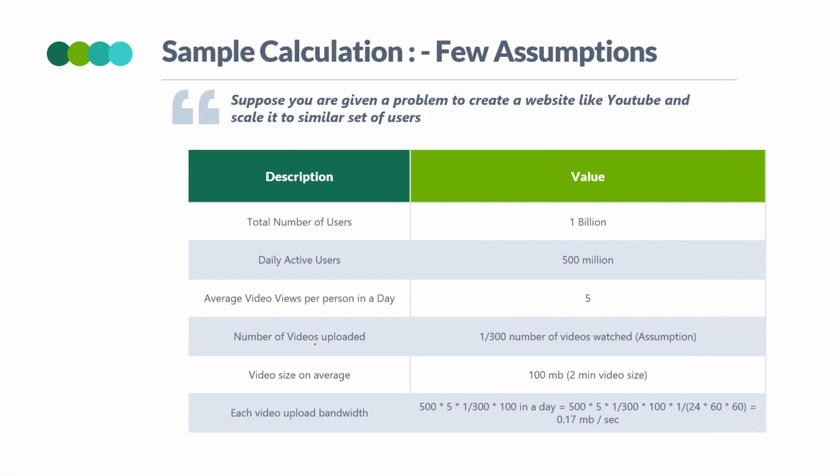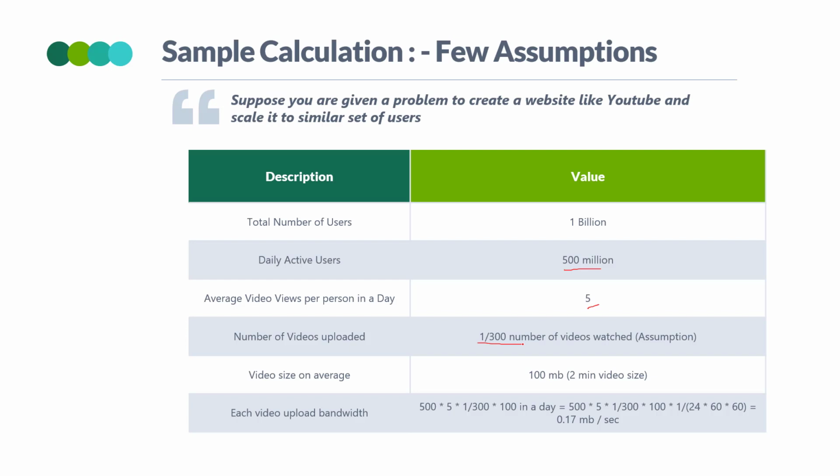Let's do a sample calculation now. Suppose you are given a problem like creating a website like YouTube and scaling it to a similar set of users. In this case, first ask the right set of questions to the interviewer and see what assumptions he is thinking of that he can lay out in front of you. So for example, total number of users is 1 billion, daily active users is 500 million, average video views per person in a day is 5. These are all assumptions. The number of videos uploaded is 1/300 times the number of videos watched.